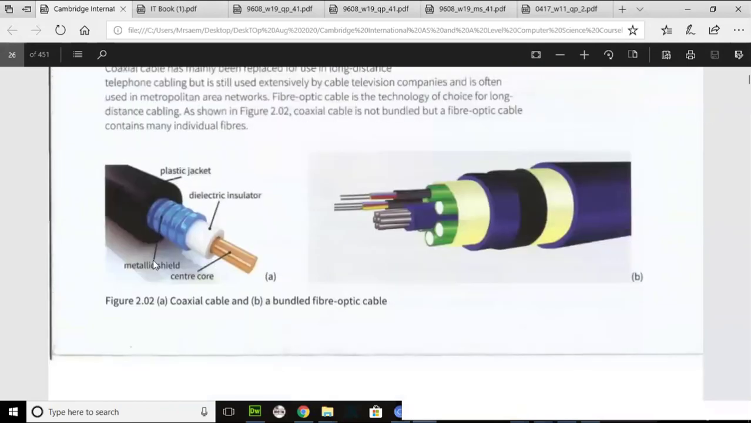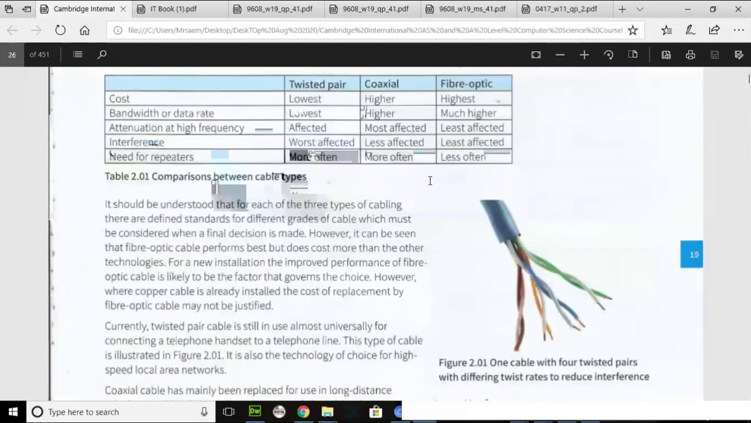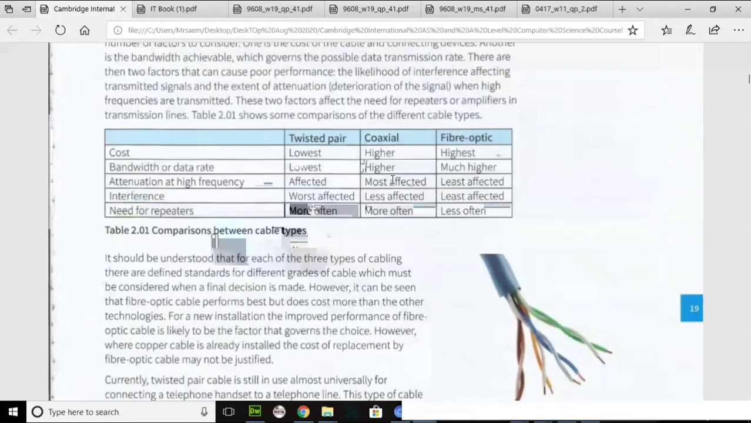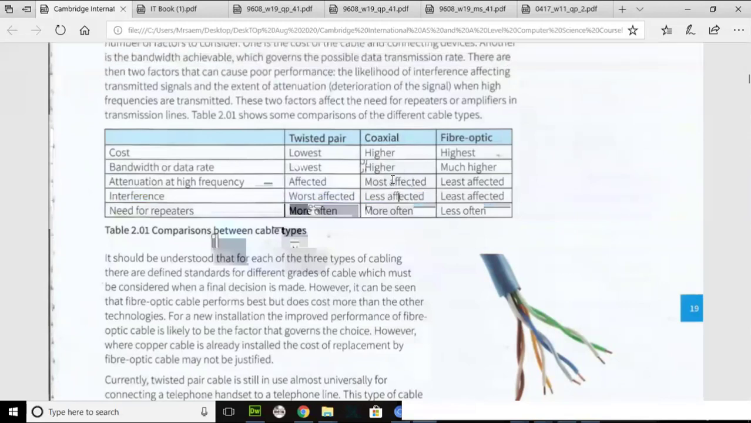The reason why coaxial wires tend to be a better option than twisted pair cable is because they have better insulation. Not only that, you have a much more robust plastic jacket which can last for a longer time. You then have a metal shield, then an insulator, and then the main central core, which is made up of copper. So obviously you have a lot better insulation, due to which interference in coaxial wire is less affected as compared to twisted pair cable.